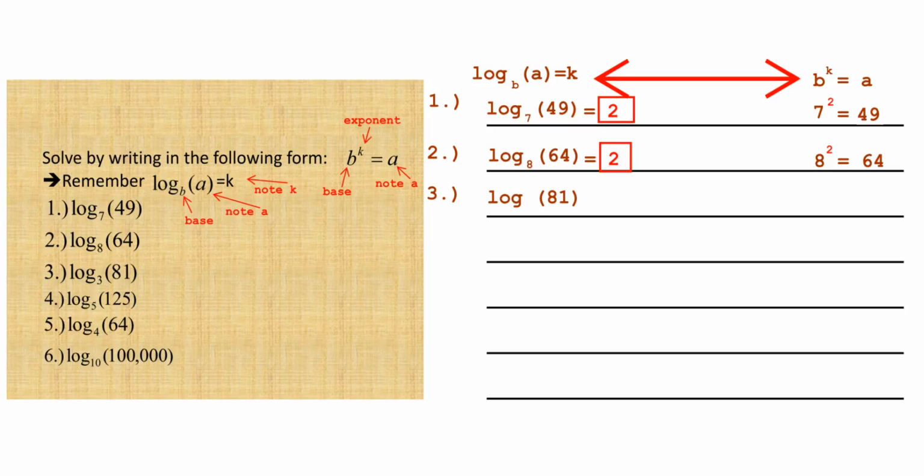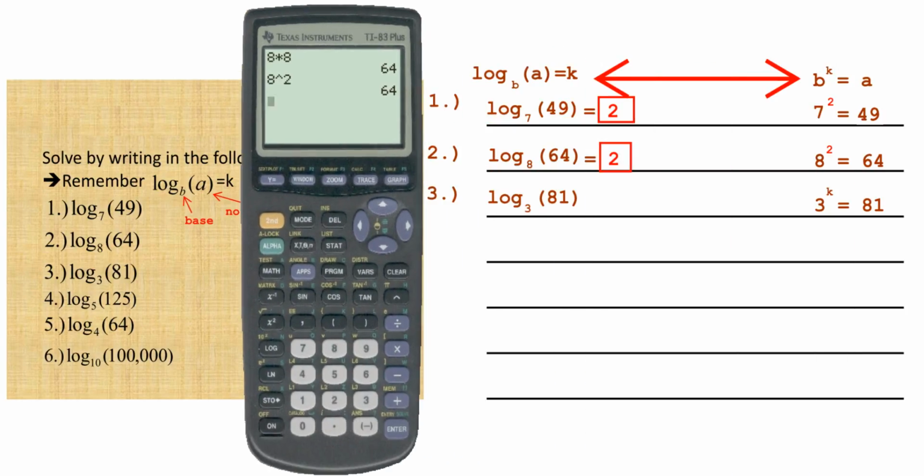Let's try the next one. Example 3. Log base 3 of 81. Let's try converting once again. At conversion, 3 to the k equals 81. So base 3 should give us 81. In other words, how many times do we multiply 3 until we get 81? Once again, we could try multiplying.